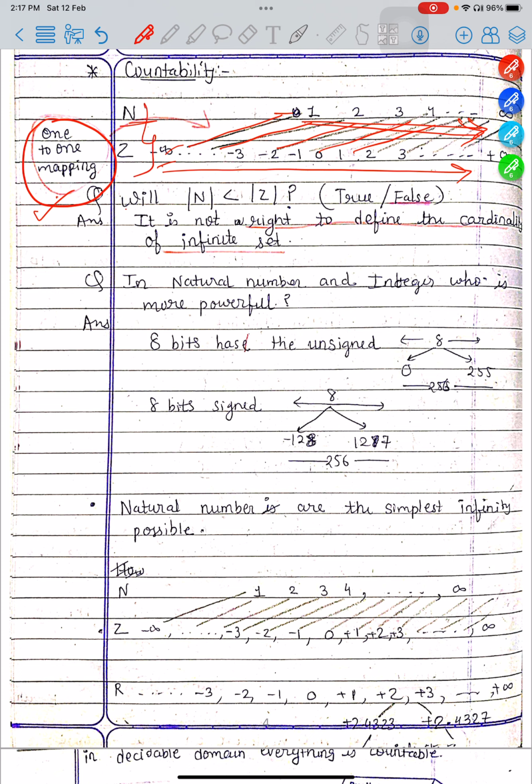Here one question was asked: will |N| be less than |Z|, the cardinality of Z? The answer is false. It is not right. We cannot define the cardinality of an infinite set.